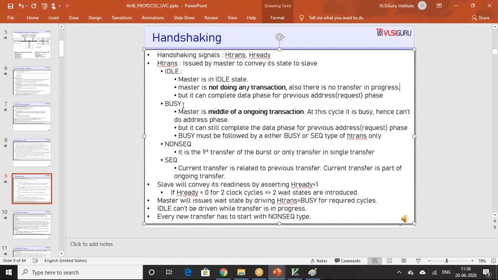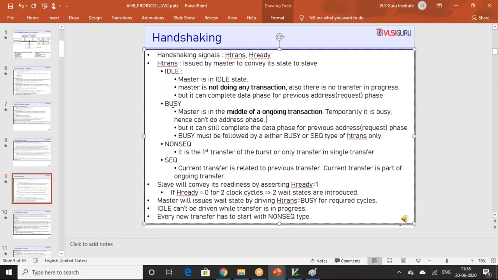Second, it can be in busy state. What is busy state? Master is in the middle of an ongoing transaction. At this cycle, it is busy, hence can't do address phase. At this point, for the ongoing transaction, just temporarily, it is busy. Who is it here? Master. Hence it can't do the address phase, to indicate that it will go into busy state.